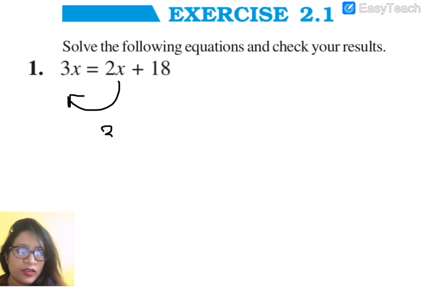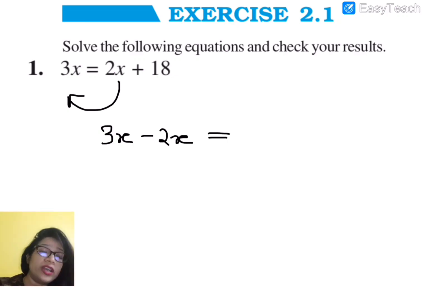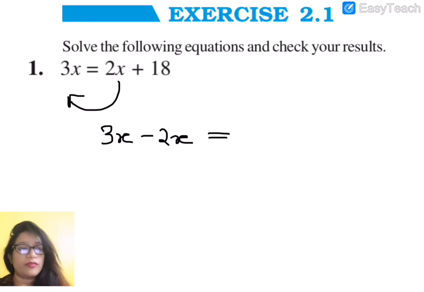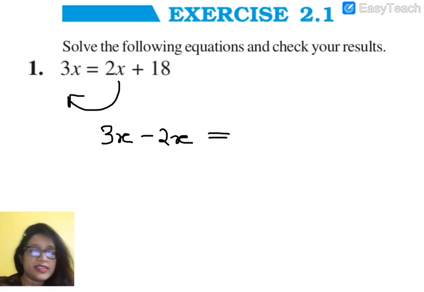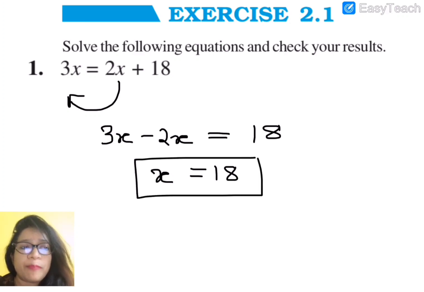So 3x, will it be minus or plus? Yes, it will be minus 2x. Why? Because it will undergo a sign reversal whenever you shift a term from one side to another side. Okay, so 3x minus 2x is equal to 18. But we know that 3x minus 2x is equal to x, and this is equal to 18. So yippee, we have solved the first question of the exercise.